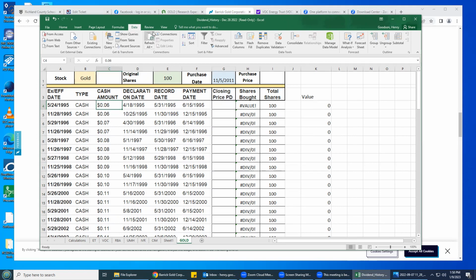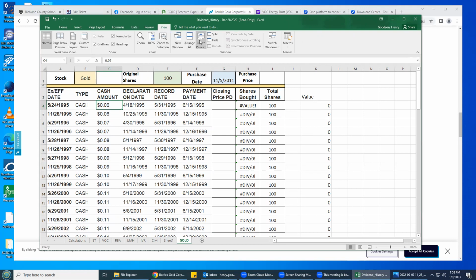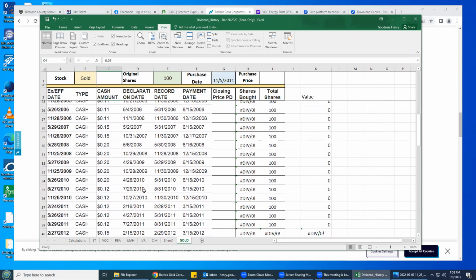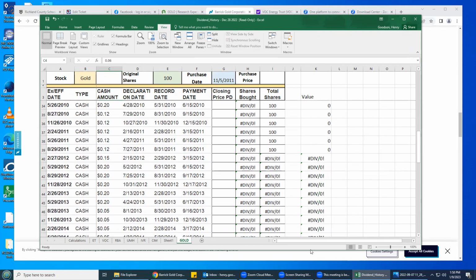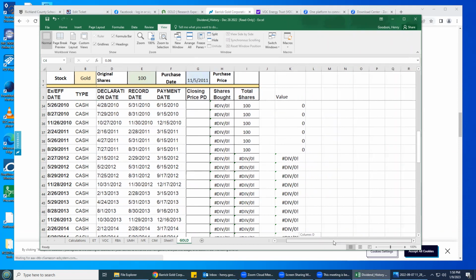Then you go to view, and you want to what they call freeze the pane. So you just click freeze pane, and it puts a line there. So when you go up, that doesn't move. And if you had a lot of stuff over here, you can see how that moved. But basically what we want is the payment date. And we don't have enough stuff over here.